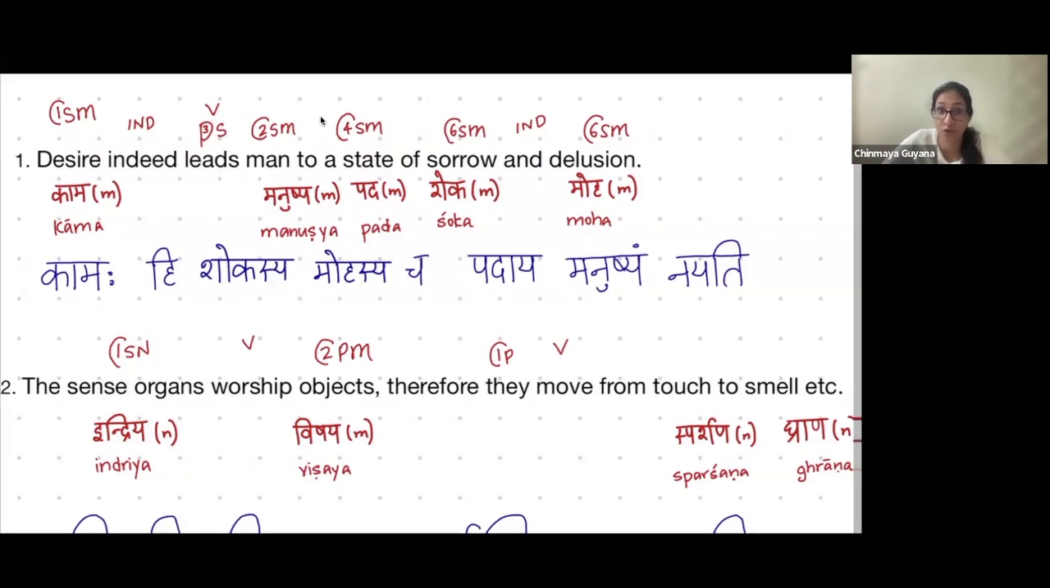The sense organs. What is the gender of sense organs? Neuter. Remember, the gender of the noun must match the pronoun. The pronoun must match the noun it is replacing. The other way of saying this is therefore the sense objects move from touch to smell, etc. So the gender here is neuter.